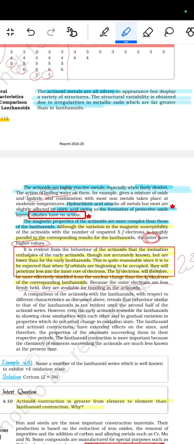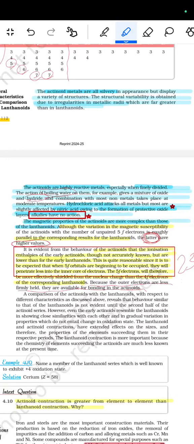The action of boiling water on them, for example, gives a mixture of oxide and hydride, and the combination with most non-metals takes place at moderate temperature. Hydrochloric acid attacks all metals, but most are slightly affected by nitric acid owing to the formation of protective oxide layers. Alkalis have no action.